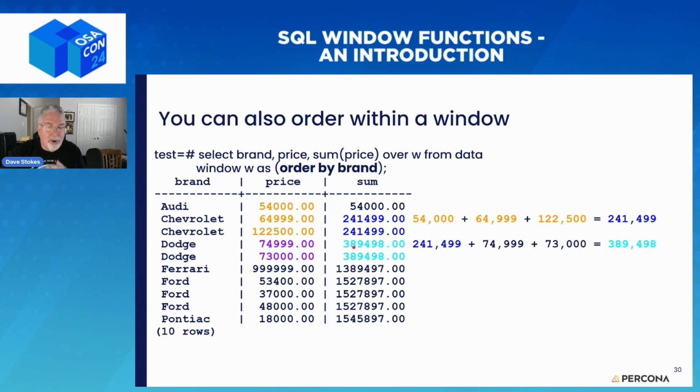Oh, I see what I'm doing. I'm sorry. This is basically saying unbounded preceding. So 54 and 54, there's no preceding. Here we're adding the values of the two Chevys with the 54,000 from above. And here we're summing the Dodge plus the values of the Chevrolet and the Audi.